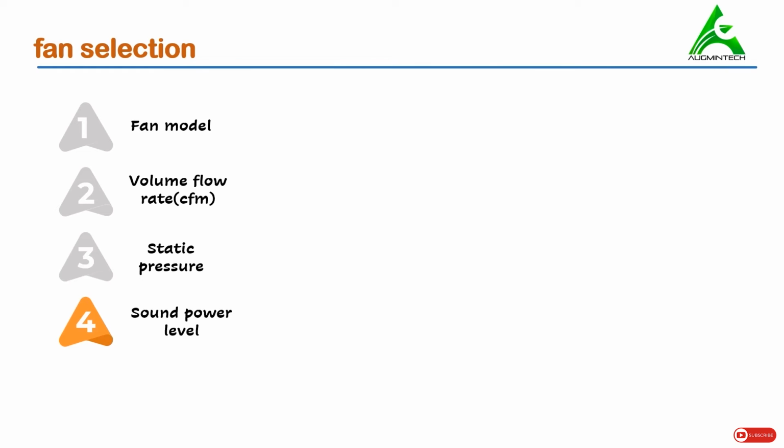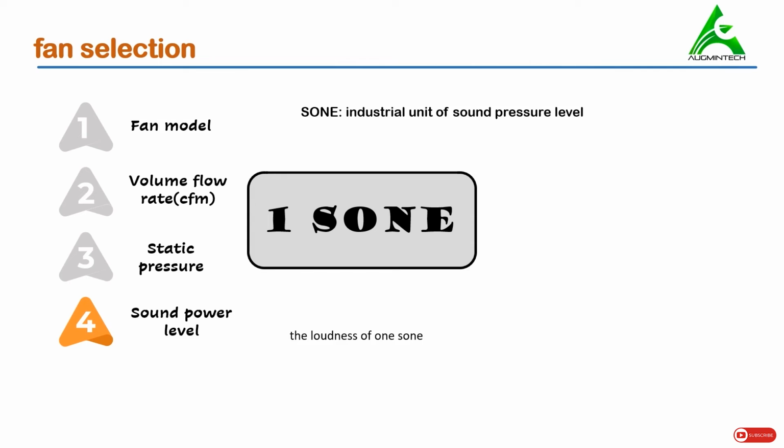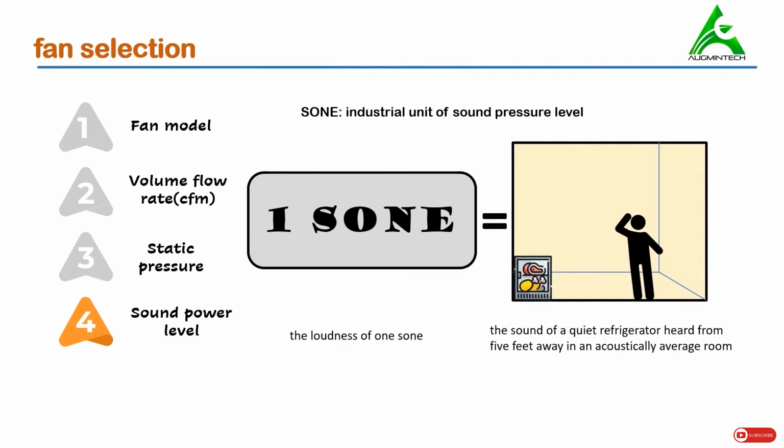Alright, the next factor is sound power level. To understand this, we use the unit of sone. Now, sone is the industrial unit of sound pressure level. One sone, what does it mean? To get a feel of one sone, you can imagine you are inside an average acoustic room, standing 5 feet away from a refrigerator in a quiet room which is acoustically sealed at an average level. Then the sound heard by you is going to have the intensity of one sone. So this is how one can understand the intensity of one sone.